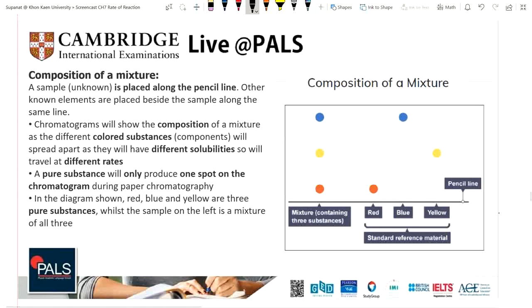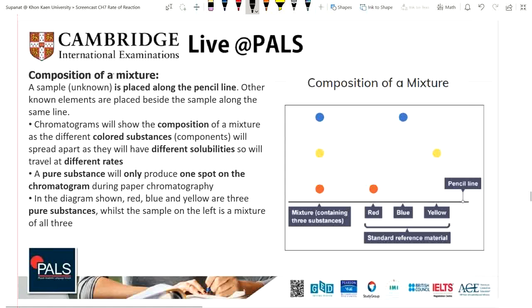The application of paper chromatography is, if we have an unknown sample, we can use paper chromatography to identify which substance it is by comparing with a standard reference. Okay, so how can we do it?